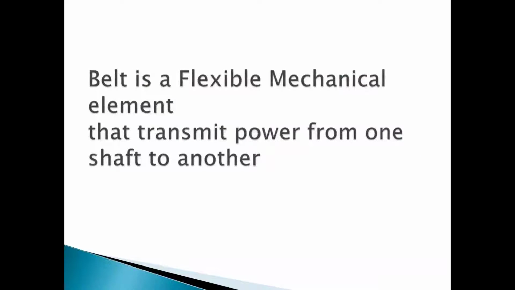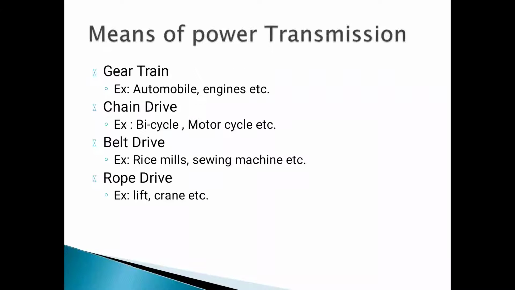A belt is a flexible mechanical element that transmits power from one shaft to another. Means of power transmission: gear train, example automobile engine etc. Chain drive, example bicycle, motorcycle etc. For belt drive, rice mills, sewing machine etc. Rope drive, lift and crane etc.